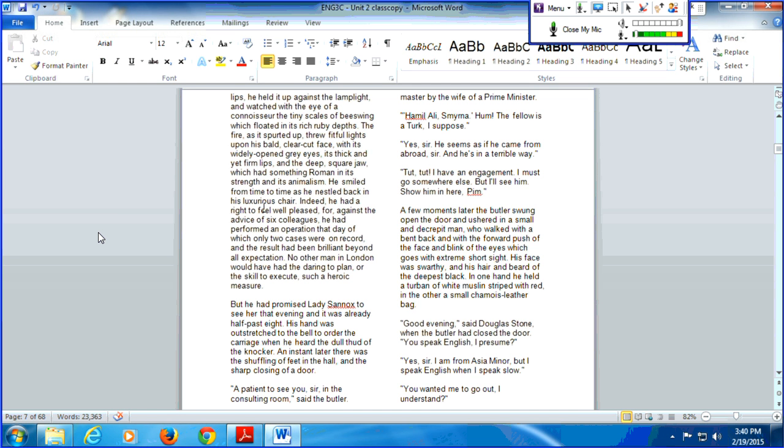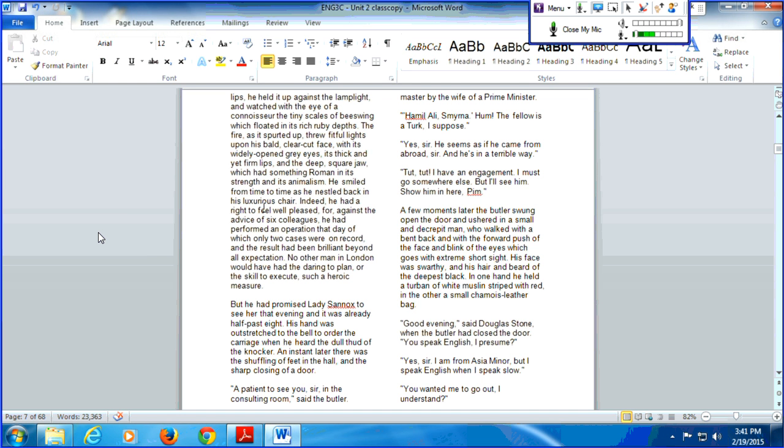Indeed, he had a right to feel well pleased, for against the advice of six colleagues, he had performed an operation that day, of which only two cases were on record, and the result had been brilliant beyond all expectation. No other man in London would have had the daring to plan, or the skill to execute such a heroic measure.